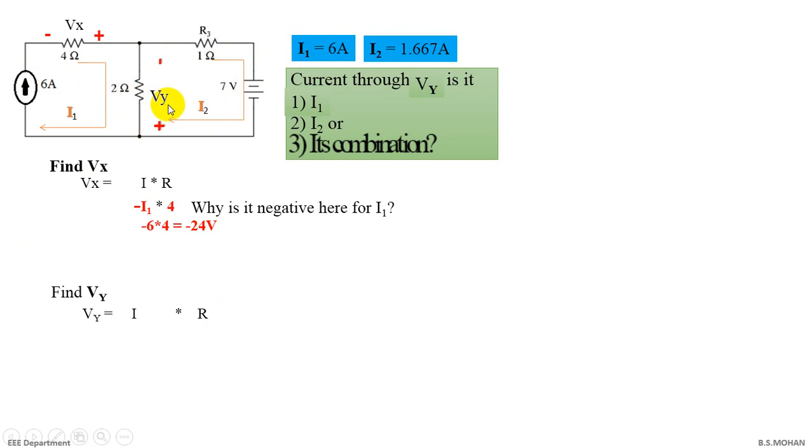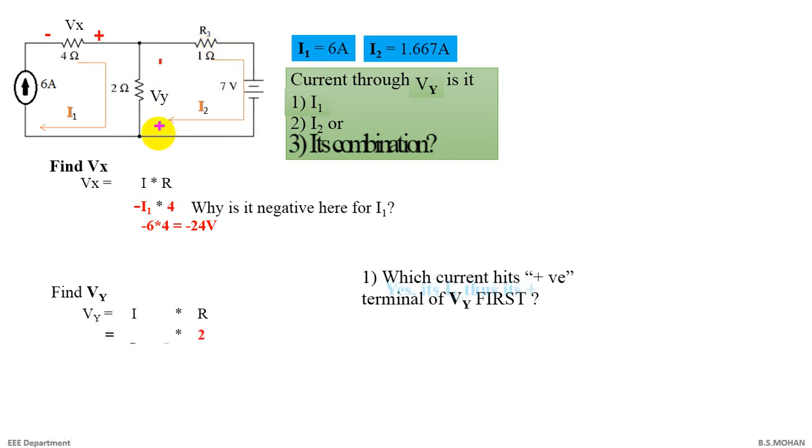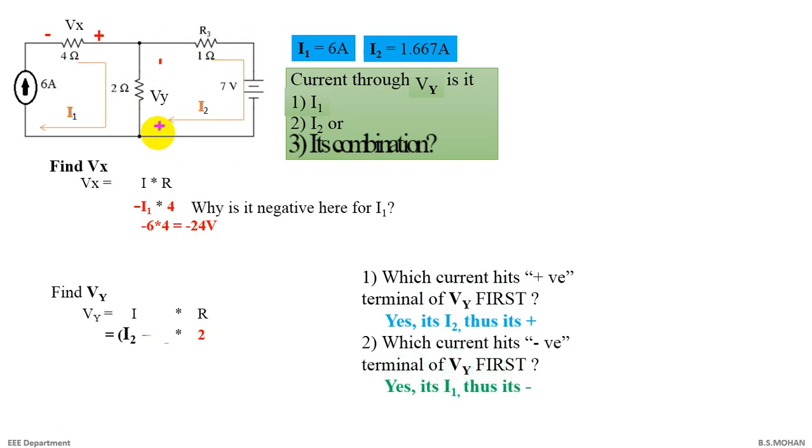Now how do we write for Vy? As discussed in the previous video, I1 hits the negative of Vy first, so it is negative. Which polarity does I2 hit first? You should analyze which polarity of Vy it hits first, and not which polarity it is leaving. I2 hits the positive polarity first. Thus we write for I as I2 minus I1. I2 is positive, as it hits positive; I1 is negative, as it hits negative. So substitute the values of I1 and I2, and you get the answer as minus 8.66 volts.